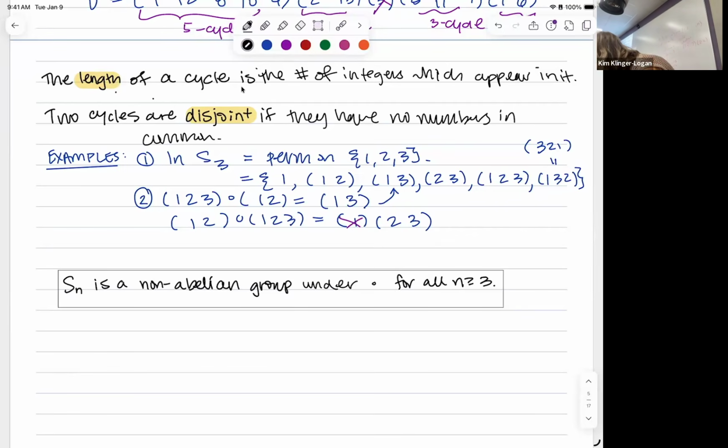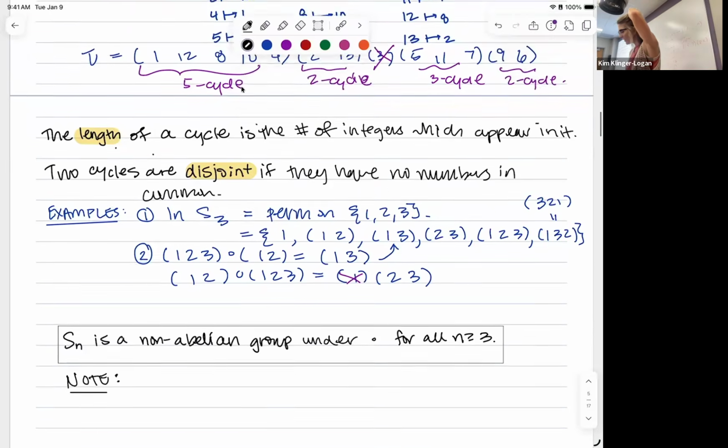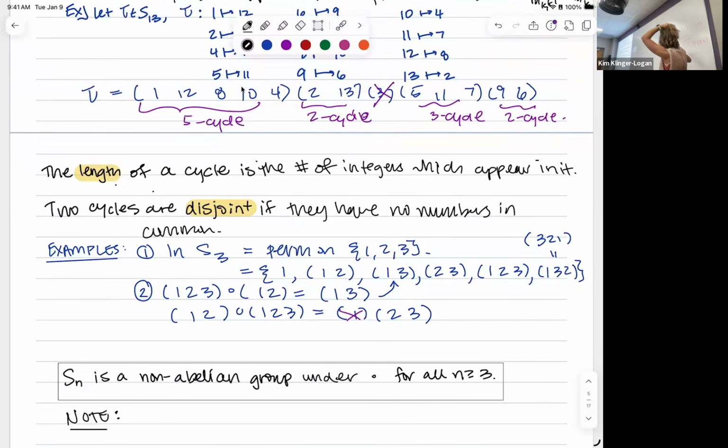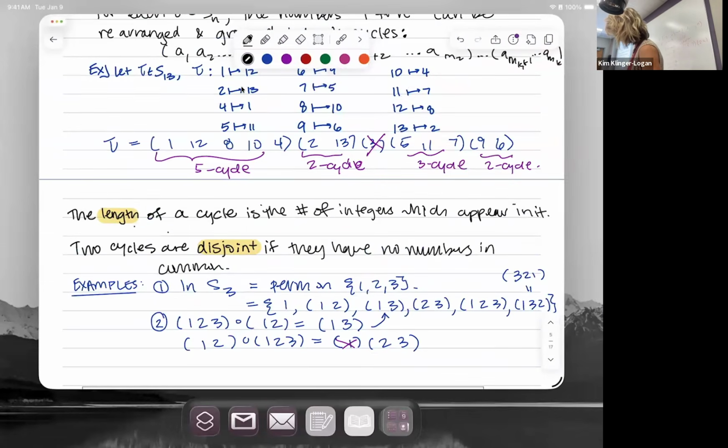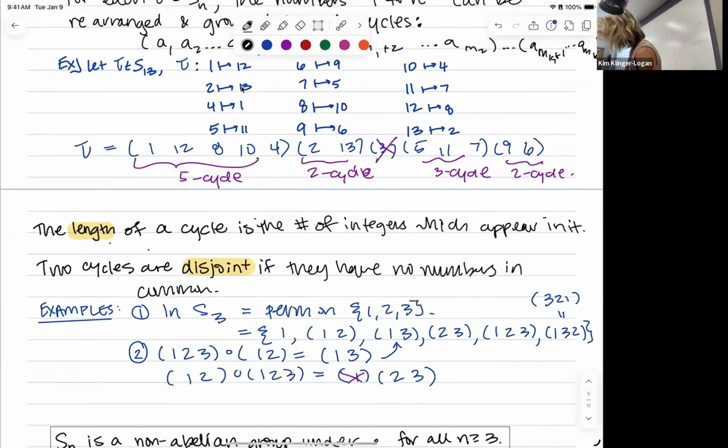Okay, a couple other small notes about Sn. So we talked about the length of a cycle. The length of the cycle is just the number of elements that are in that little cycle. Sorry, my pointer is lost. Oh yeah, so we said this is a length 5 cycle, or a 5-cycle.